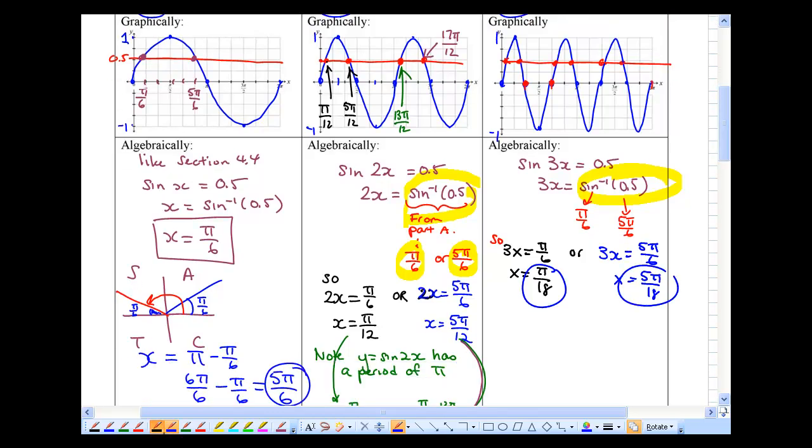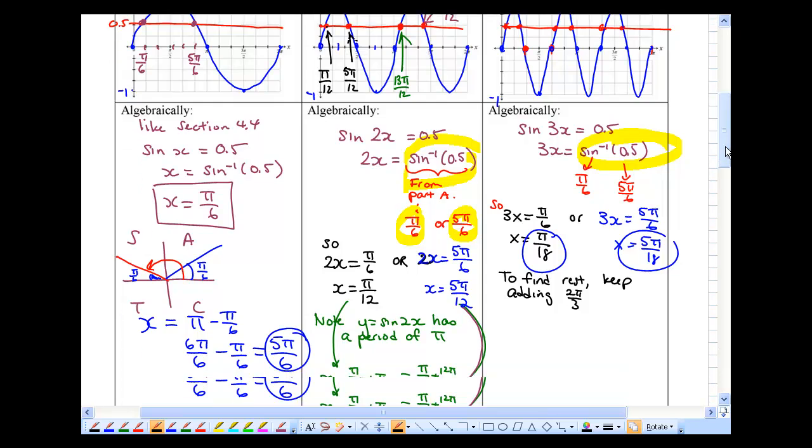To find the rest, we're going to add the period. So to find the rest, keep adding the period, which is 2 pi over 3. And of course, you stop when you reach an answer that's close to 2 pi. In this case, I know there are 6 of them, so I'm going to have to add 2 pi over 3 twice. So I'll go x1, x2. Here's my third answer, x3.